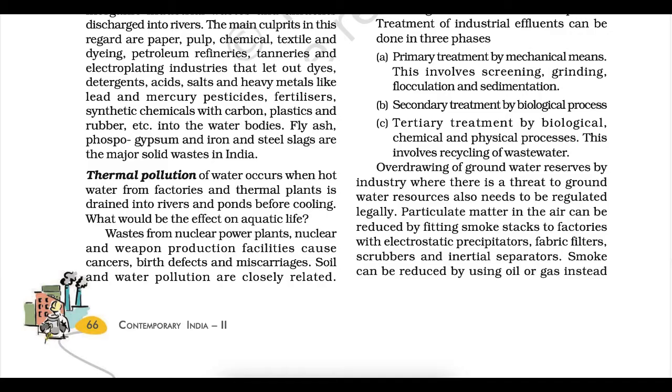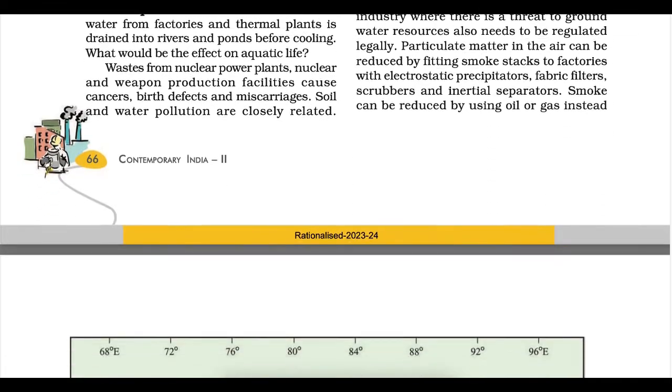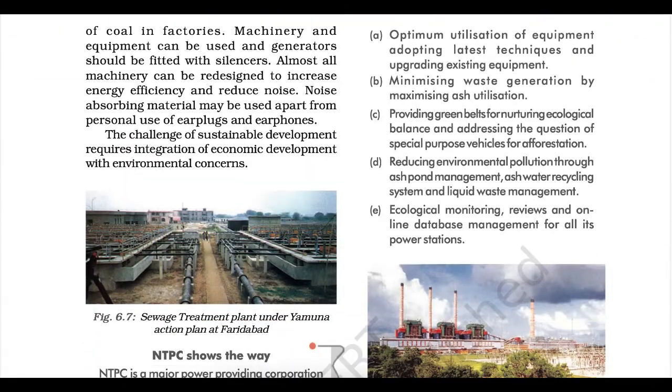Particulate matter in the air can be reduced by fitting smokestacks to factories with electrostatic precipitators, fabric filters, scrubbers, and inertial separators. Smoke can be reduced by using oil or gas instead of coal in factories. Machinery and equipment can be used and generators should be fitted with silencers. Almost all machinery can be redesigned to increase energy efficiency and reduce noise. Noise absorbing material may be used apart from personal use of earplugs and earphones.